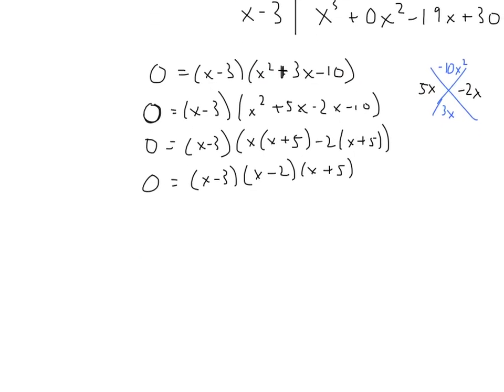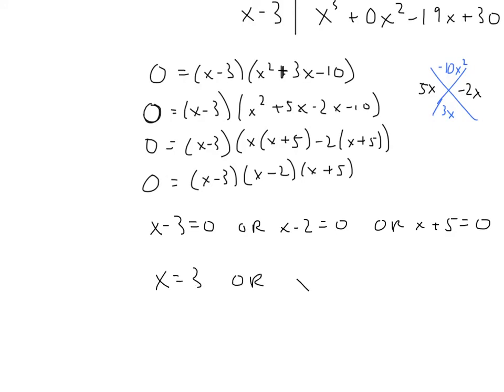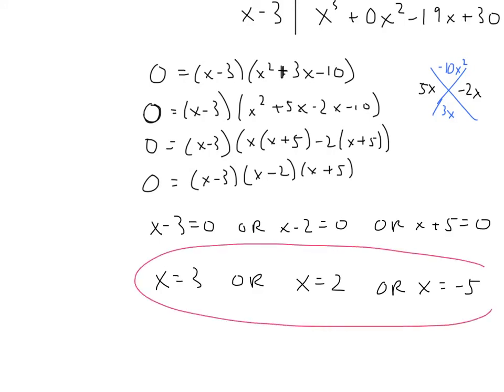If we use the zero product property, we know that either x minus 3 has to be equal to 0, or x minus 2 has to be equal to 0, or x plus 5 has to be equal to 0. So our zeros would be as follows. We'd get 3, we'd get positive 2, and we'd get negative 5. So here would be our three zeros: 3, 2, negative 5.